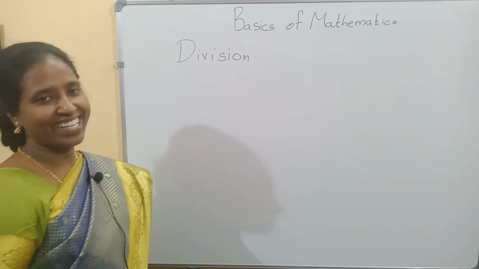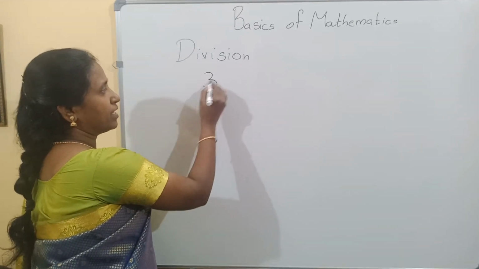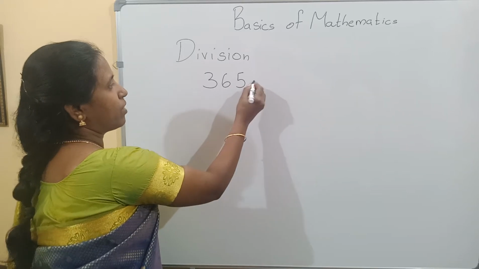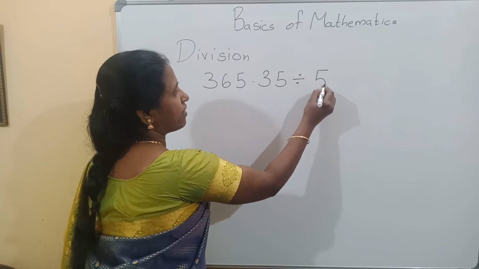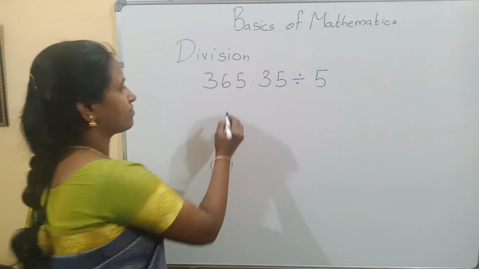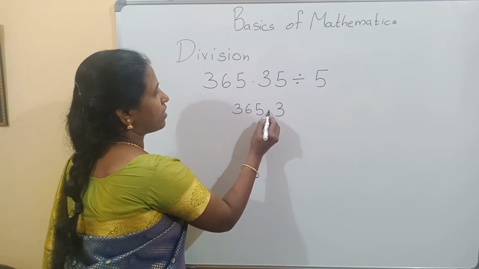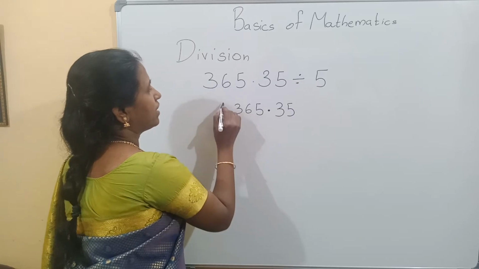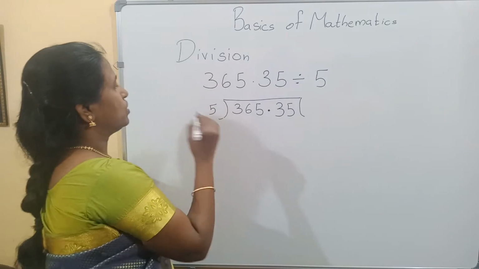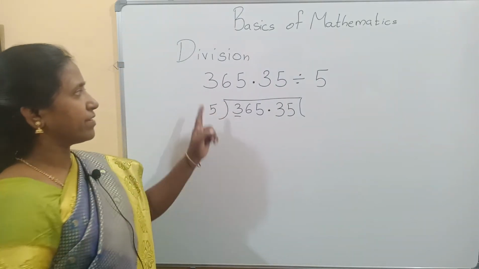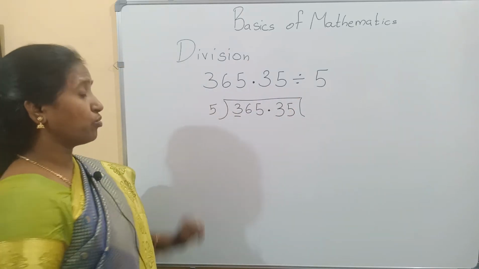On to the decimal calculations in division. Suppose you have a number this way, 365.35 divided by 5. How would you do this? 365.35 divided by 5, right? If this number is given, 365.35 divided by 5, how would we do?